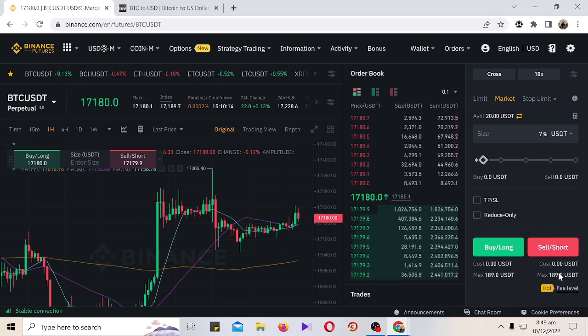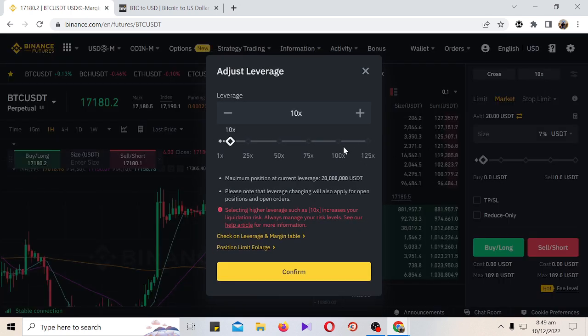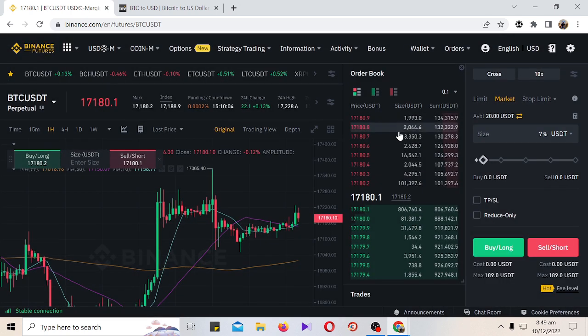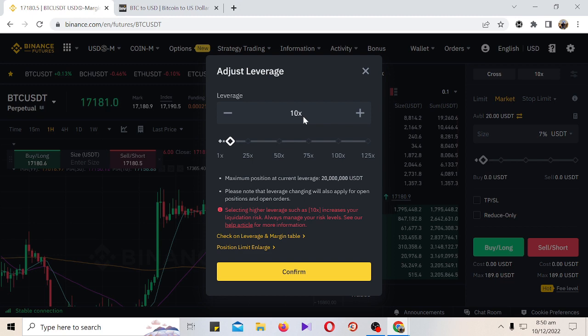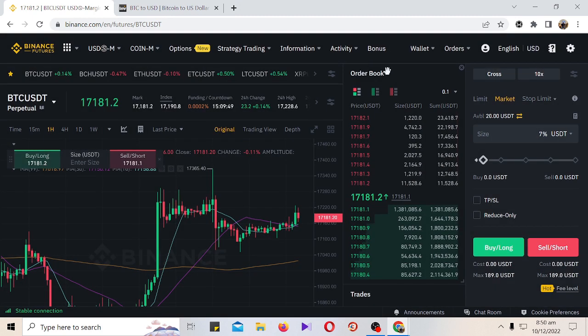But if you enter a buy position and you move the leverage to 100x, to 125x, and the market just moves slightly below your entry position, your account is going to be liquidated. This is the main reason why I said if you are starting out, just stay with the 10x. Just stay with the 10x, okay?